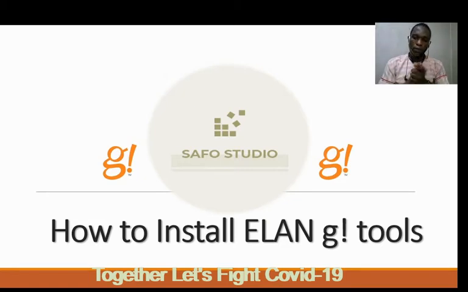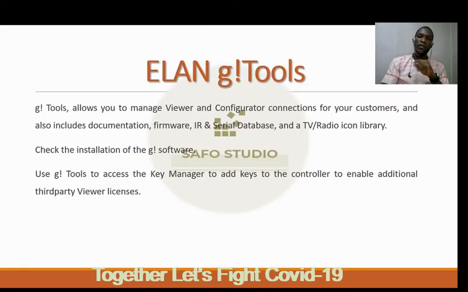So to start with, don't forget G-Tools. What is G-Tools? Elan G-Tools allows you to manage viewer and configurator connections for your customers. It also includes documentation, the firmware of your controller, the IR and serial database, and a TV/radio icon library. So all you have to do is check the installation of the G software. You have all these things inside. Use G-Tools to access the key manager, to add keys to the controller, to enable additional third-party dual license.